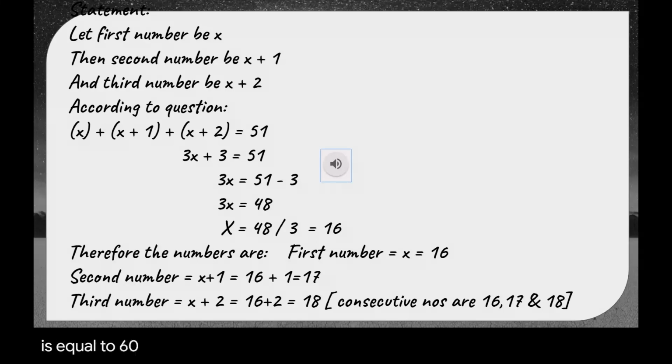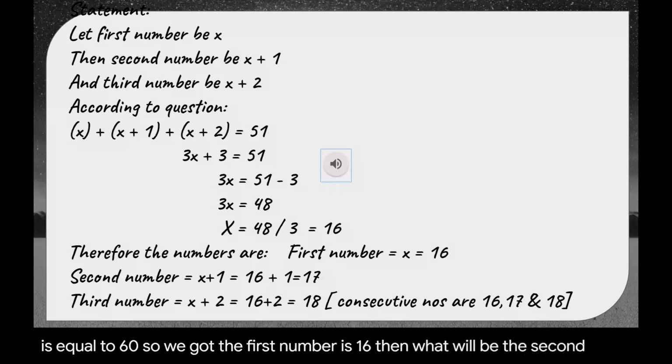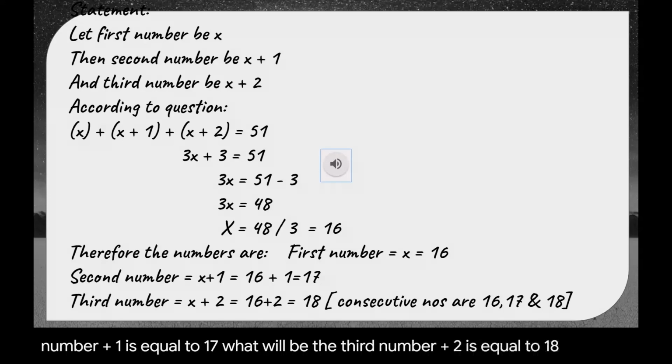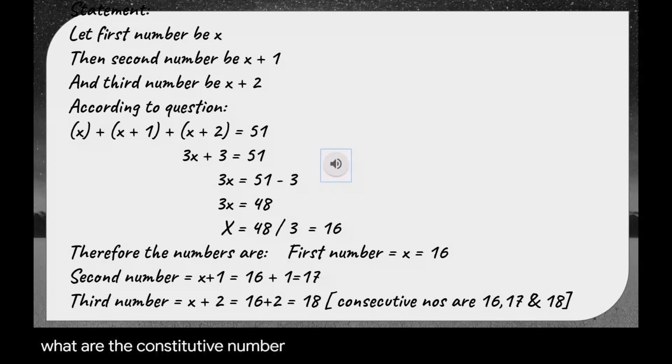So, we got the first number is 16. Then what will be the second number? Plus 1. That is equal to 17. What will be the third number? Plus 2. That is equal to 18. Then what are the consecutive numbers? 16, 17 and 18.